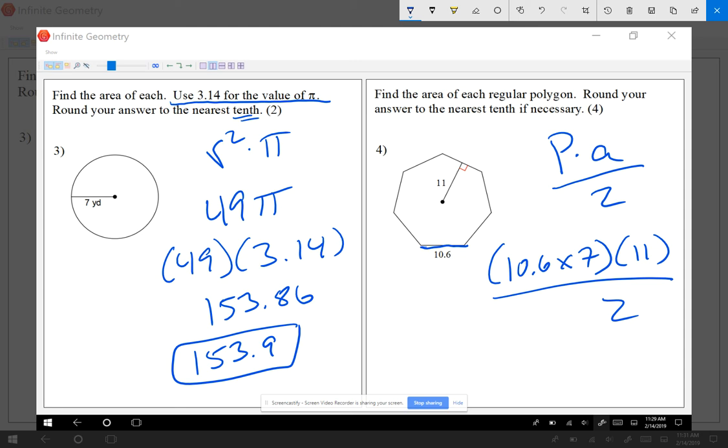So I'm going 10.6 times 7 times 11 divided by 2. And it gives me 408.1. Bless you. Well, I think that was a cough. Never mind. 408.1, rounded to the nearest tenth if necessary. 4 of those on the test. Any questions on these two?